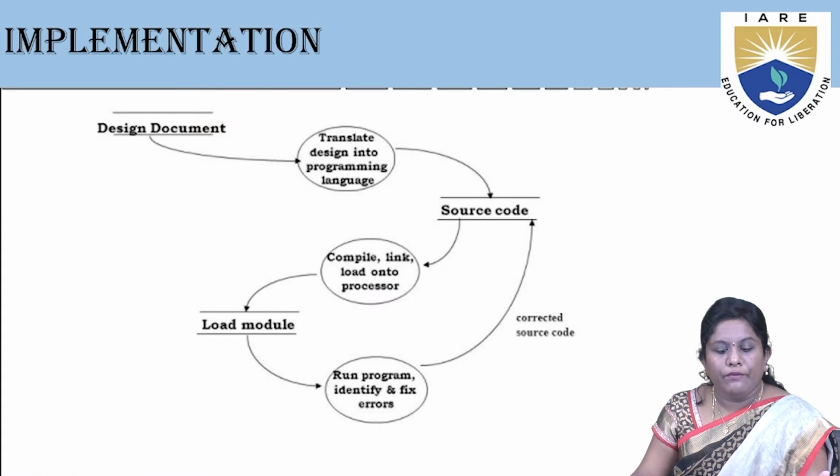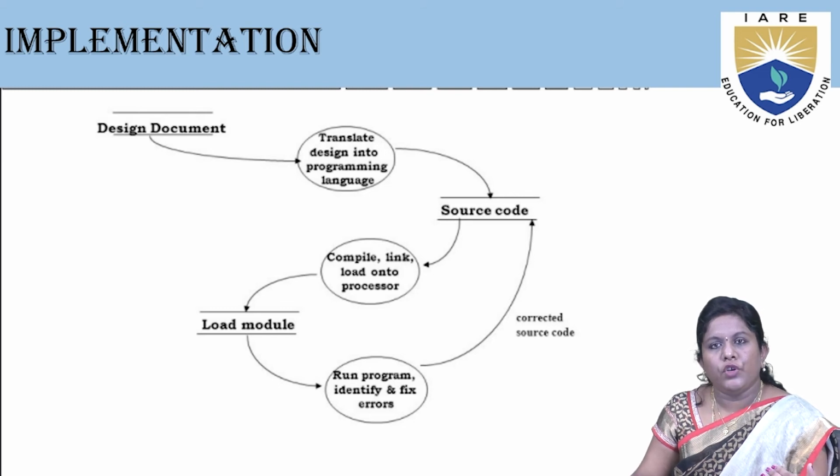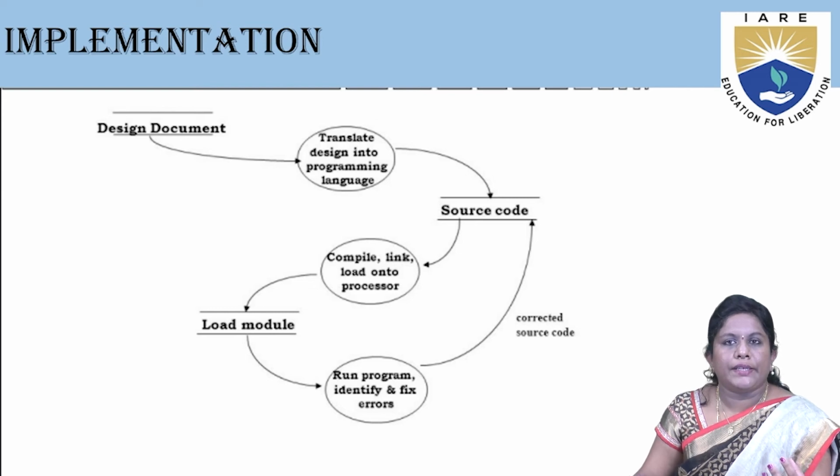Moving to the next one, we have implementation, which goes along with the field of software engineering. You initially have a design document. That design document is translated into a programming language, from which you retrieve the source code, and then compile, link and load it to the processor, loading that particular module. Once you load it, you run that program, identify the errors or bugs, and fix those errors and bugs. And then you send or receive a corrected source code.